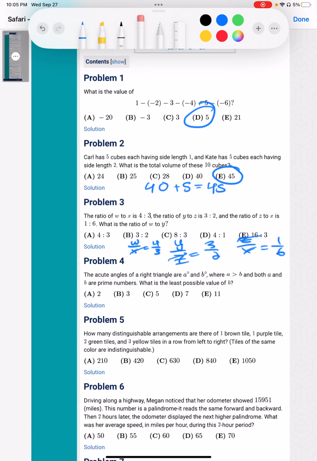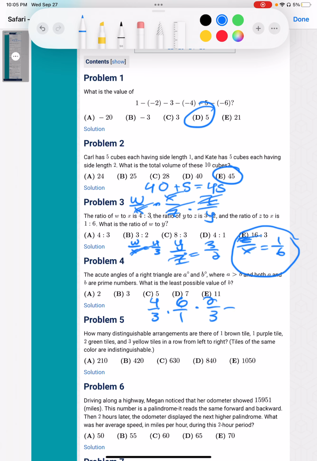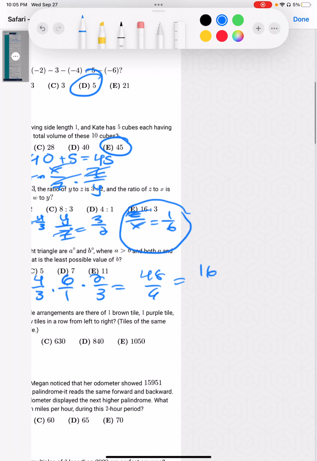So W over X is 4 over 3, times, then flip this, 6 over 1, so I can eliminate the X's. X is gone, so think about it like this: W over X times X over Z, and then we want to multiply that, and then we're going to flip the Z to Z over W. We're going to get W over X. So all these cancel, and Z over W would therefore be 2 over 3. Let me get our answer. So 48 over 9 simplifies to 16 over 3. So the answer is going to be E here.